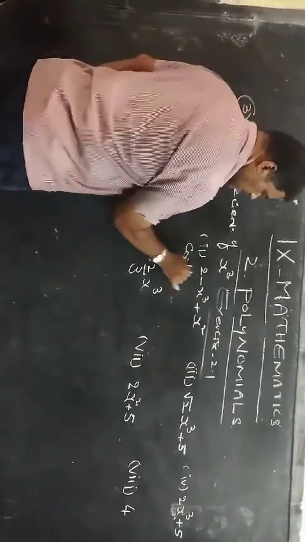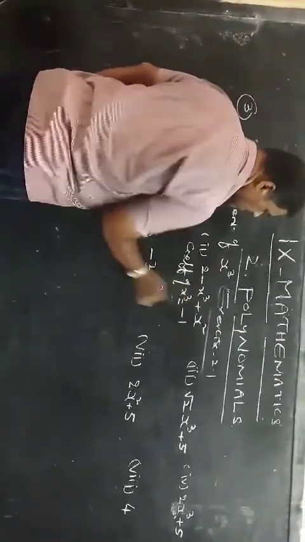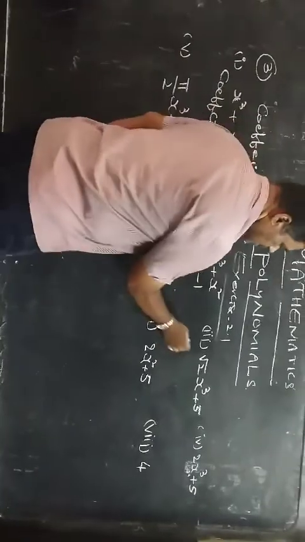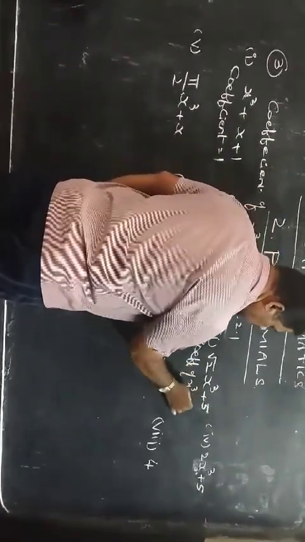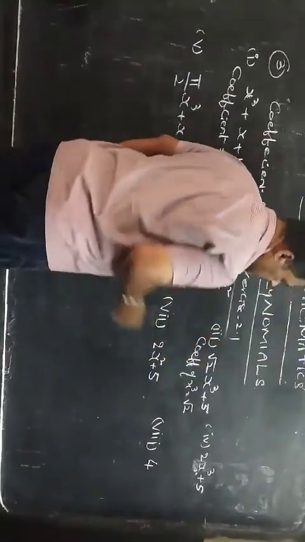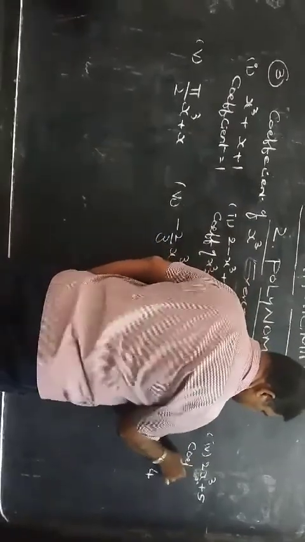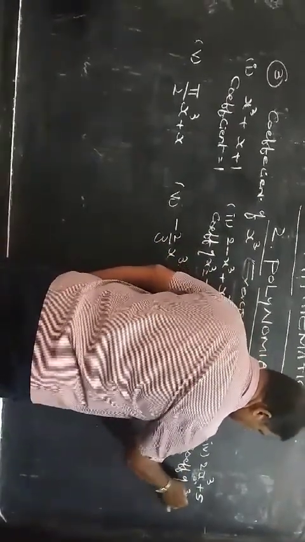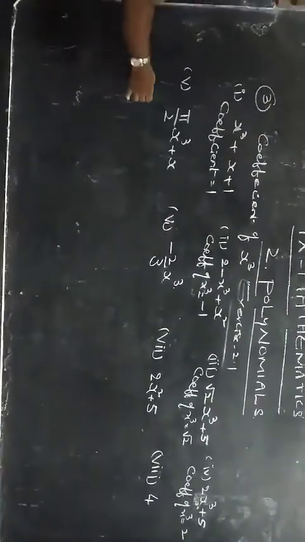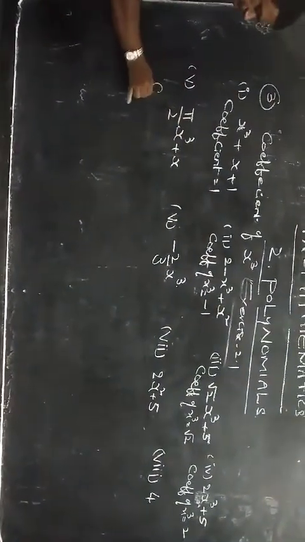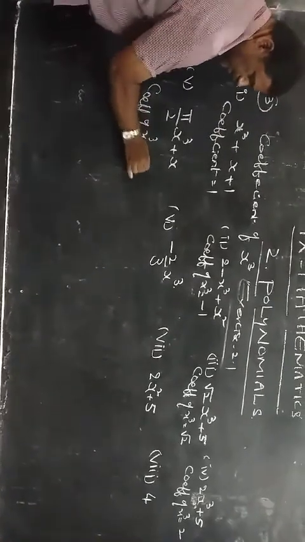Here coefficient of x cube is taken as minus 1. Here coefficient is there, that is root 2. Beside x cube, whatever the number is there, that is called its coefficient. So here coefficient of x cube is 2. Here x cube is there, its coefficient is pi by 2. So coefficient of x cube is equal to pi by 2.